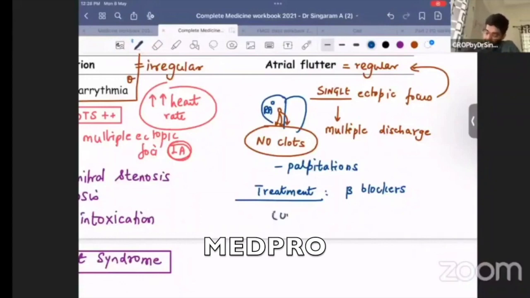Of course, if the patient is unstable, I have to again go for the shock treatment only. That is without any doubt. But most of the time, the atrial flutter patient would be stable. So that's why the treatment is only a beta blocker.